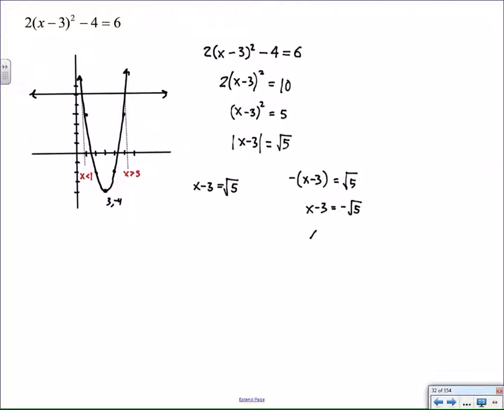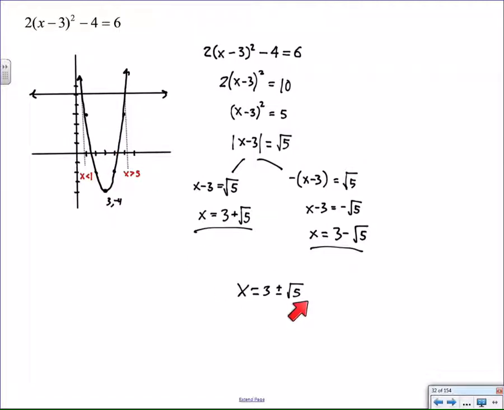So I have plus the square root of 5 here and the opposite of the square root of 5 here. I'm just going to add 3 to both sides in both cases. And then I can combine my two solutions into one by using plus or minus. So we have 3, which corresponds to my axis of symmetry. Feel good about that. And then we have plus or minus the square root of 5.